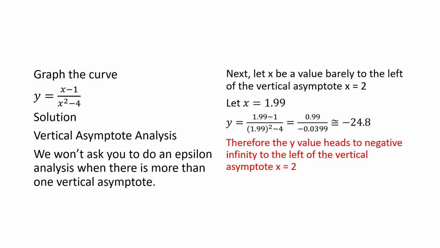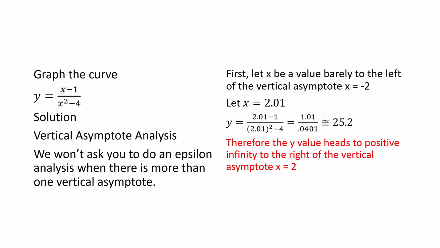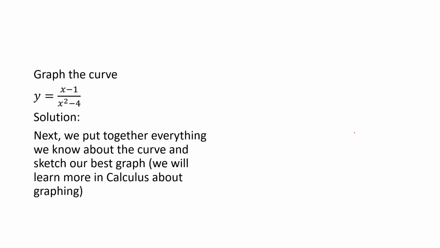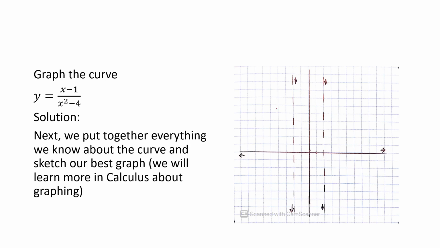Now, going slightly to the left of the other vertical asymptote at x equals 2, we get a y value of negative 24.8. So y is going to be heading to negative infinity to the left of that vertical asymptote at x equals 2. But to the right of that vertical asymptote at x equals 2, y is a pretty good sized positive number, meaning we're going to be going to positive infinity. So we put everything that we know together in one curve. And when we do this, we're probably going to get a graph that looks something like this.